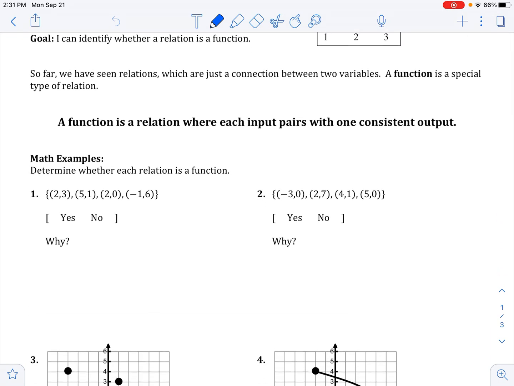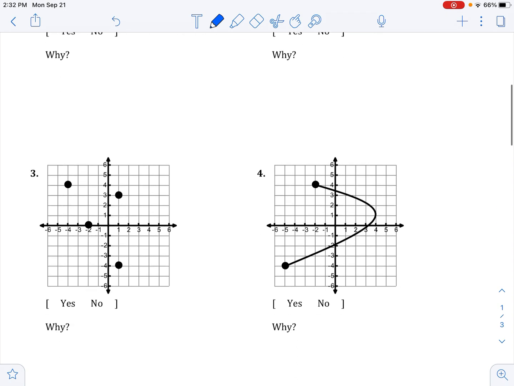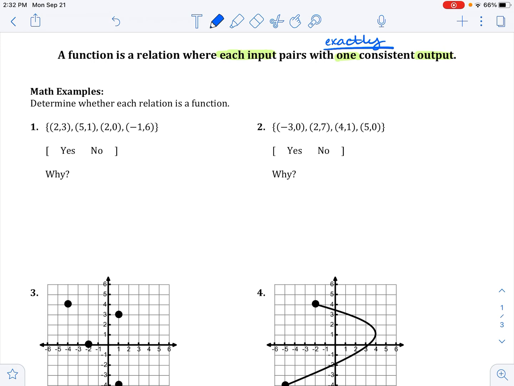So far, we've seen relations, which are just a connection between two variables. A function is a special type of relation. A function is a relation where each input pairs with one consistent output. So I like to say each input pairs with exactly one output. So that's one way of looking at it, okay? Now, when you're looking at ordered pairs versus when you're looking at a graph, I'll teach you two different ways.